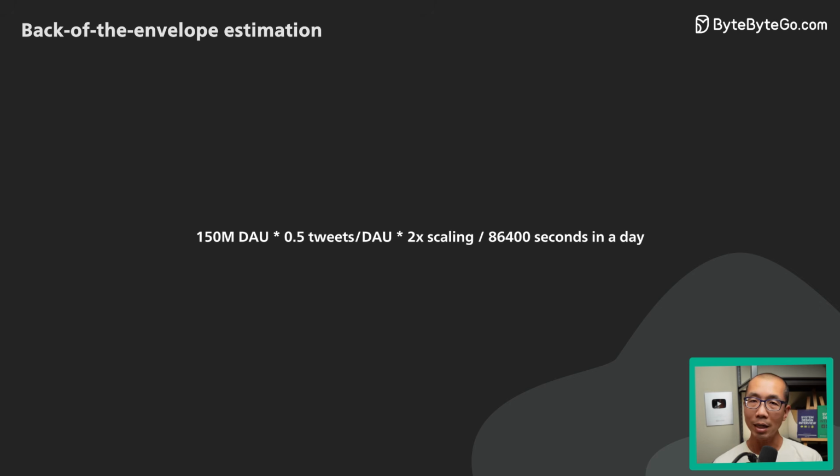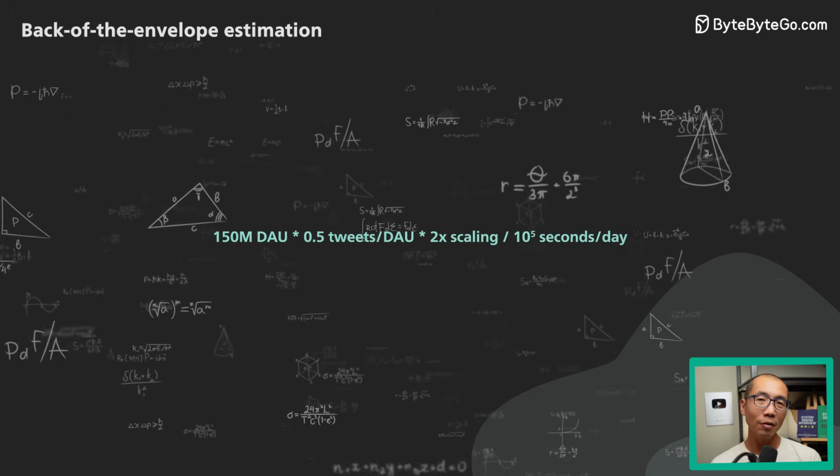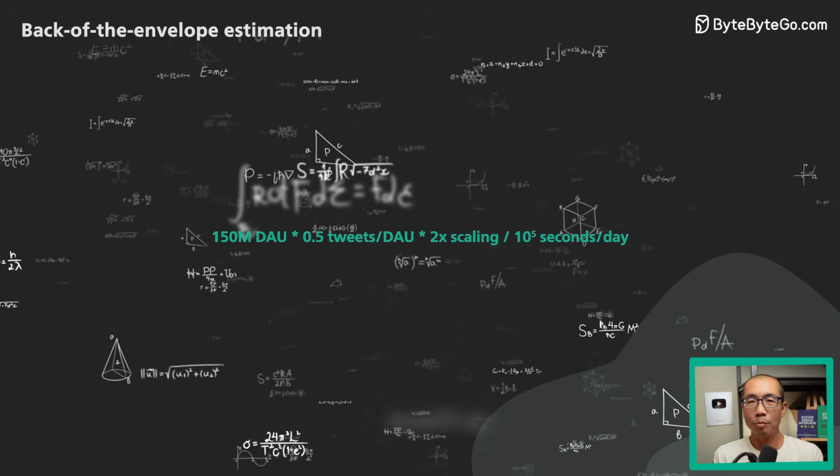Let's go over the techniques we use to simplify the calculations. First, we convert all big numbers to scientific notation. Doing math on really big numbers is very error-prone.